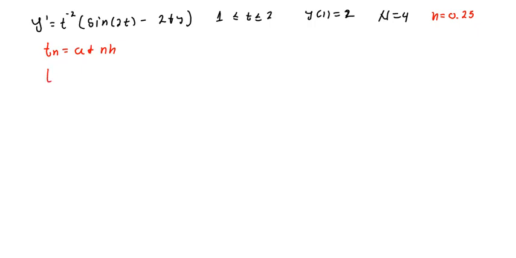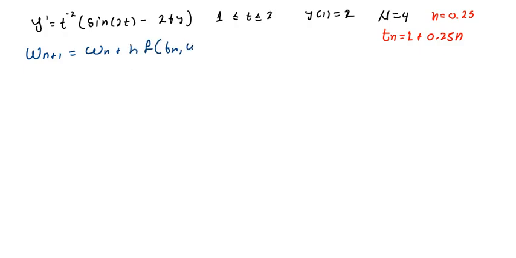So I'm going to say t sub n is equal to my a, which is the initial point, the lower point in the interval, which is 1, plus your h, which we have calculated as 0.25. So we have found that t sub n is equal to 1 plus 0.25n. Let's now get to what we are looking for. I'm going to use w sub n plus 1 equals w sub n plus h times f of t sub n comma w sub n.